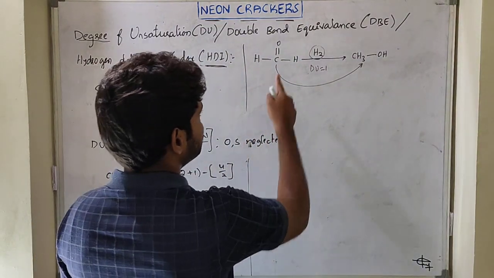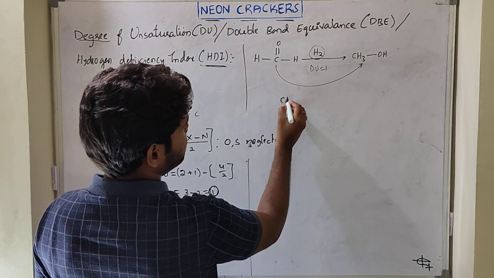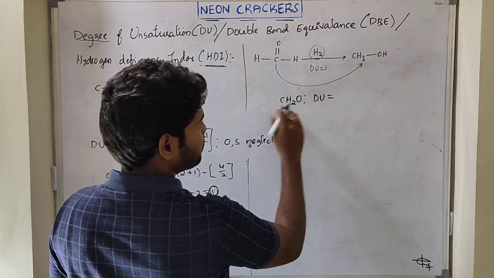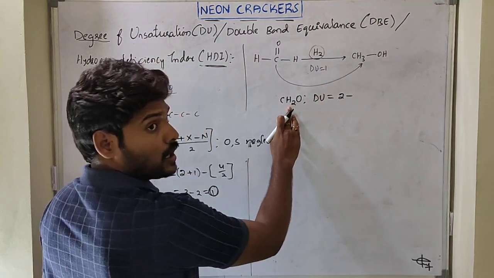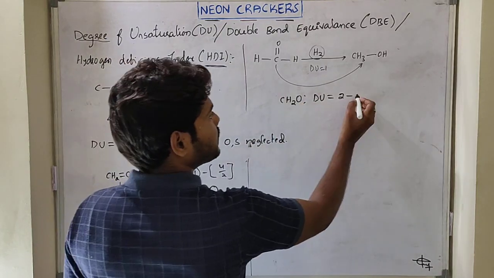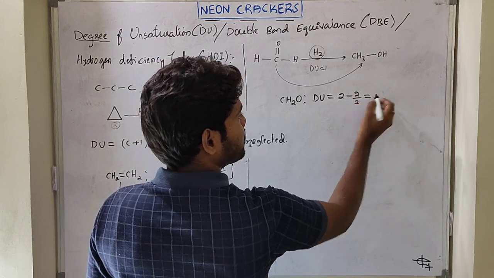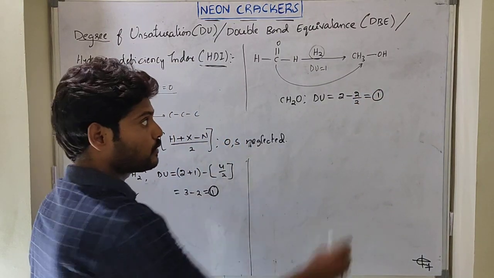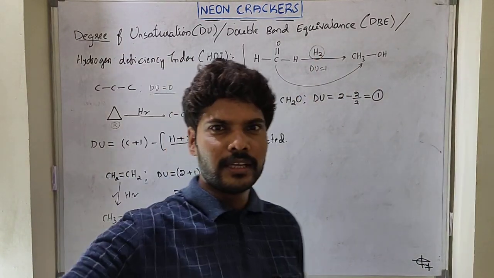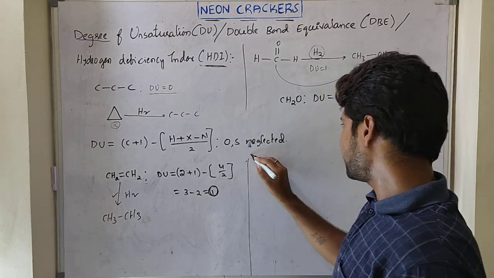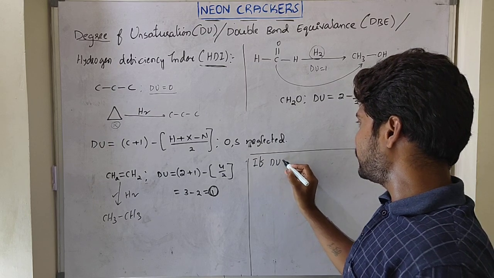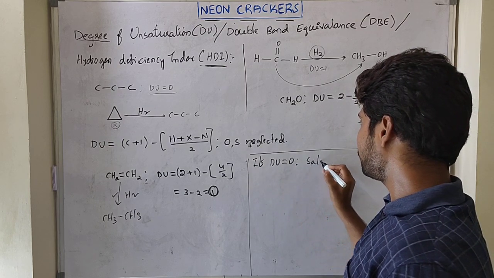And mathematically, if you calculate, what is the molecular formula of this one? CH2O. So DU how much? The number of carbons is 1, so 1 plus 1 is 2, minus the number of hydrogens 2, by 2, and if oxygen is present, it should be neglected. So 2 minus 2 by 2 is 1, and 2 minus 1 is a total of 1. So it requires one hydrogen molecule, right? And this is about DU actually, right? And I will give one shortcut here. If DU equals 0, the compound is said to be saturated.